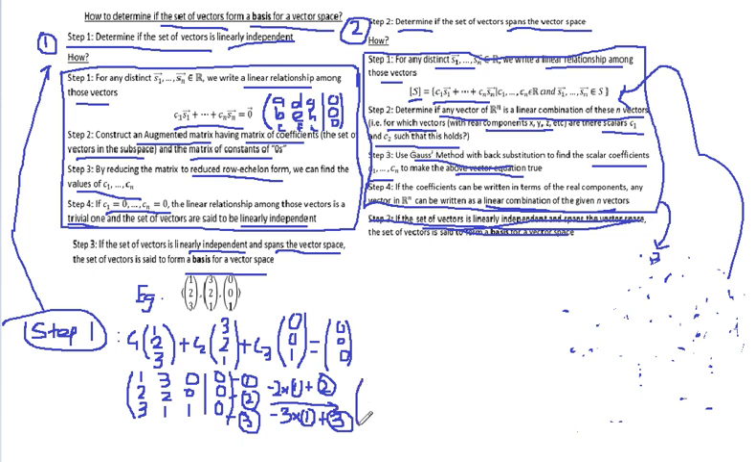So let's keep our first row constant: 1, 3, 0, 0. And then minus 2 times 1 equals minus 2, minus 2 plus 2 equals 0. The same goes for this: minus 2 times 3 equals minus 6, minus 6 plus 2 is minus 4. And also minus 2 times 0 equals 0, 0 plus 0 equals 0. And this one also, 0 minus 2 times 0 equals 0, 0 plus 0 equals 0.